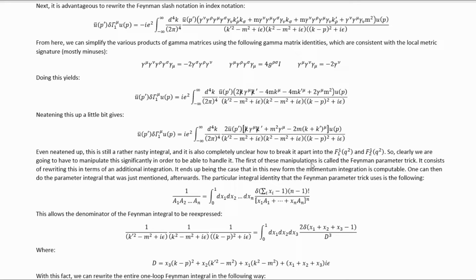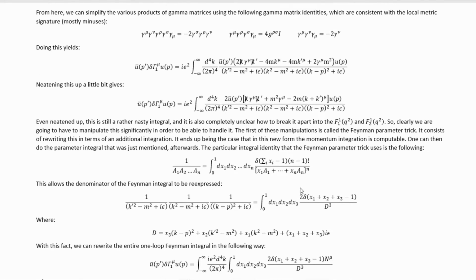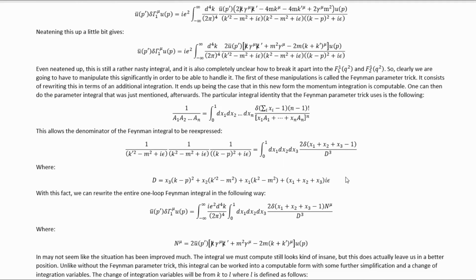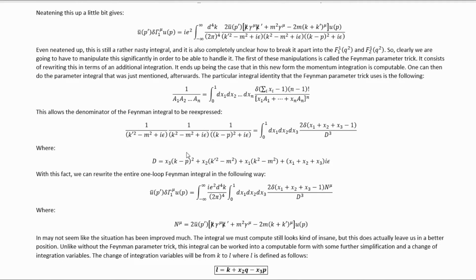The first of these manipulations is called the Feynman parameter trick. It consists of rewriting this in terms of an additional integration. It ends up being the case that in this new form, the momentum integration is computable. One can then do the parameter integral that was just mentioned afterwards. The particular integral identity that the Feynman parameter trick uses is this one here, which allows us to rewrite the denominator of this integral in this nice useful form here, where d in the denominator there is equal to this.